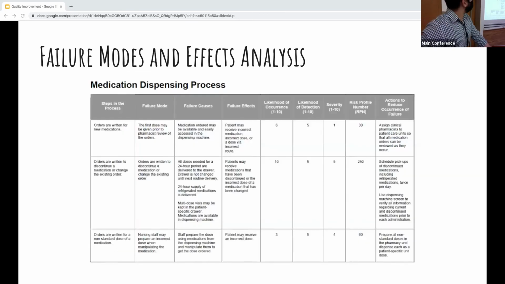This is an example. It's hard to read, but like I said, the IHA has a great PDF that goes through it in a little bit more detail.